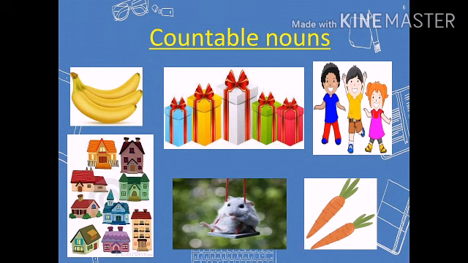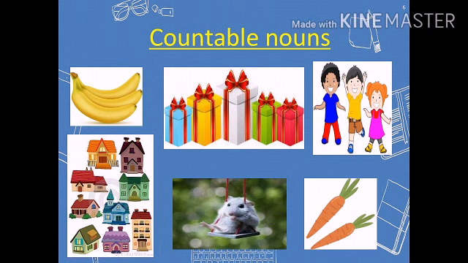What about the next picture? There are 5 boxes in the picture. And what is the singular form? A box. Wonderful. In the next picture, you are able to see 3 children, aren't you? What is the singular of children? A child. Wonderful.